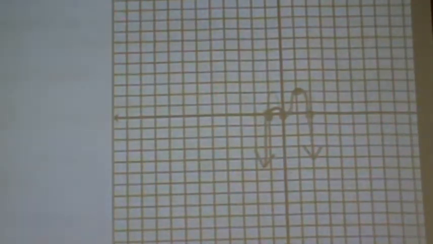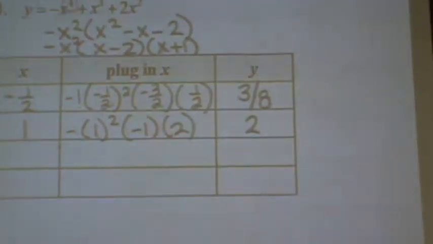So that's the graph. Question. So when you have your x minus 2 and x plus 1, do you take the opposite? Yep, it's the opposite. So -1 and +2.